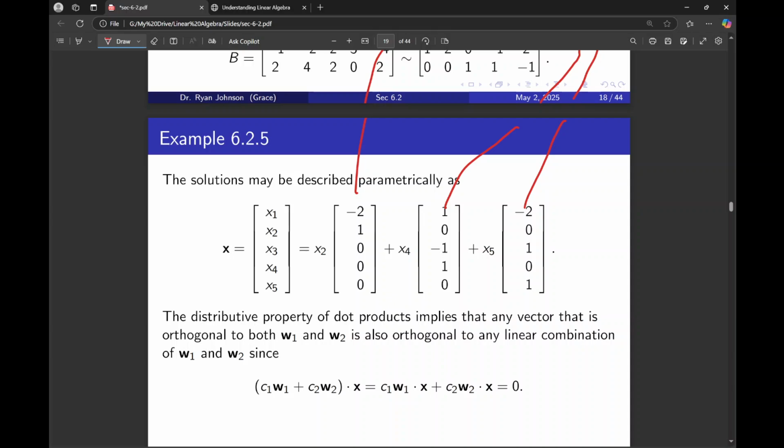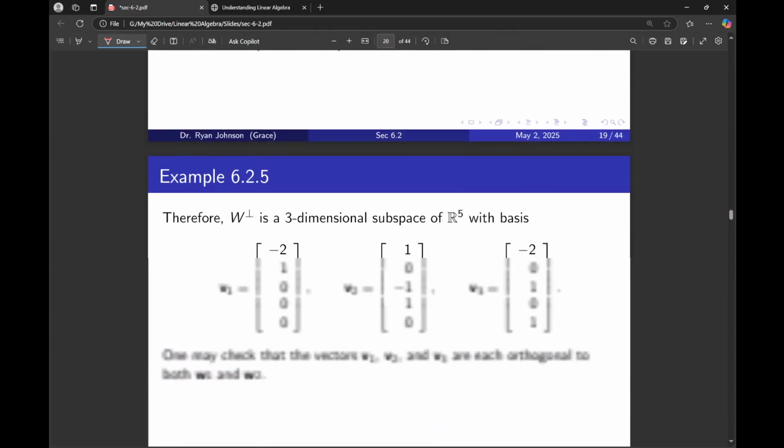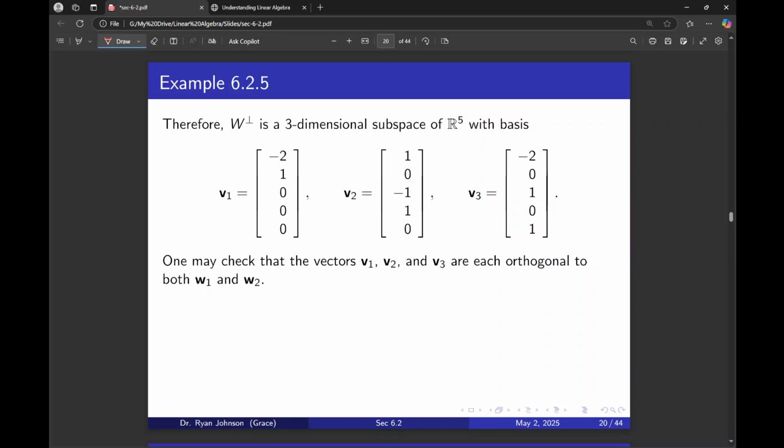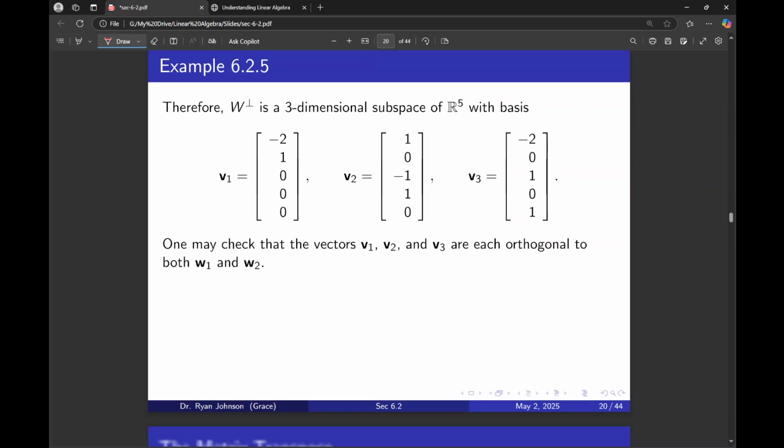Okay? Okay. So W perp is a 3-dimensional space, subspace of a 5-dimensional space.